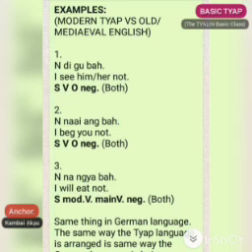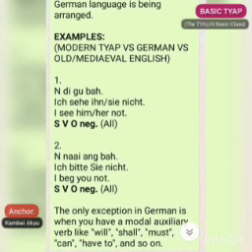Same thing in German language. The same way Tyap language is arranged is the same way the German language is arranged. Using the first example, Ndiguba is Ich sehe ihn nicht. I see him not. Or Ich sehe sie nicht. I see her not. And then the second example is Nayangba. Ich bitte sie nicht. I beg you not.